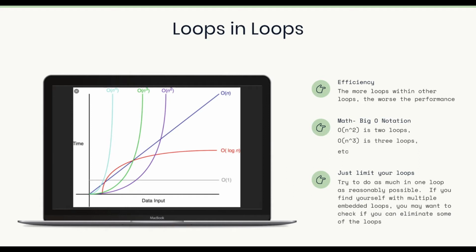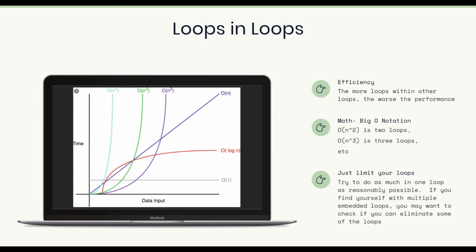So in short, you don't really have to worry about the math too much, just limit your loops. Try to do as much in one loop as reasonably possible. If you find yourself with multiple embedded loops, you may want to check if you can eliminate some of the loops. Now, in some parts of this, we have to use a little bit of common sense.